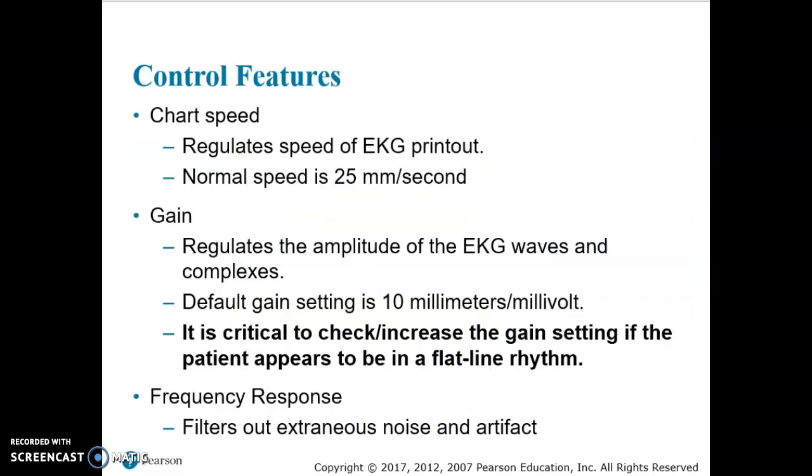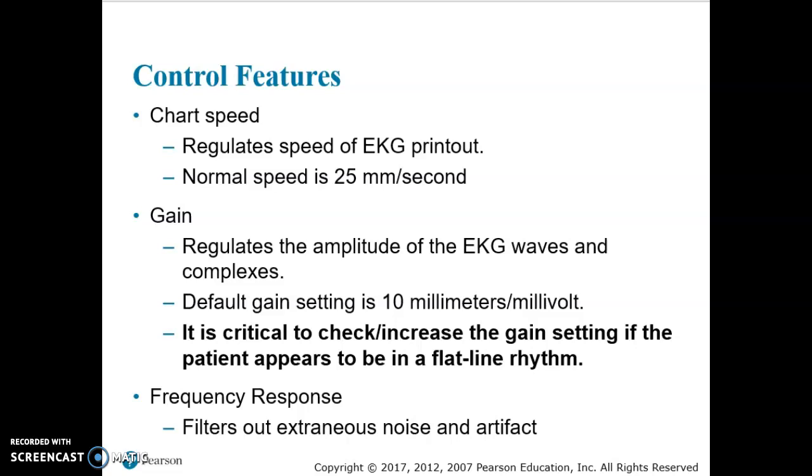We have different control features that we need to know when we're speaking about EKG machines. Chart speed. Chart speed regulates the speed of the EKG printout. Guys, you must know this. The normal chart speed is 25 millimeters per second. We can regulate the speed at which the paper records. 25 millimeters means it records 25 little blocks in 1 second. If you change it to 50, it means that 50 little blocks will be recorded in 1 second. Turning up the speed doubles the width of the complexes.